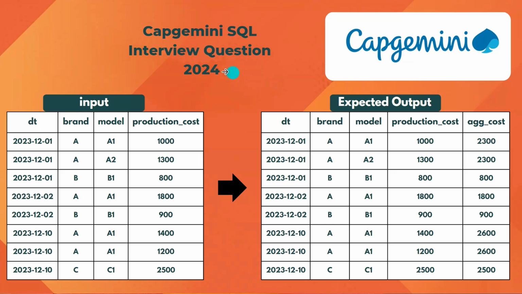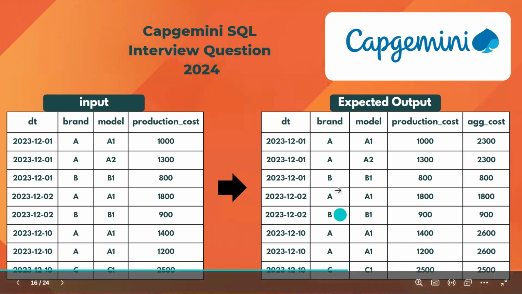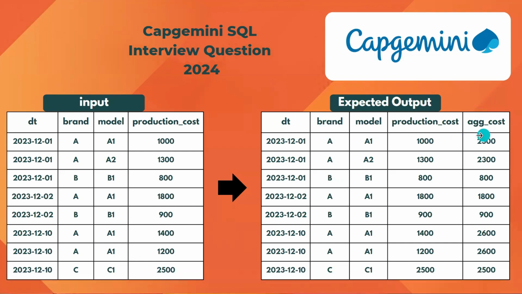In this video, I will be covering one of the SQL interview questions that was asked in a Capgemini interview recently. Given as an input table, we have a date, brand, model, and production cost. If you look into the expected output, we need to give the aggregation cost based on brand and date. So we have three different brands: brand A, brand B, brand C. Now based on the date and brand, we need to get the aggregation cost.